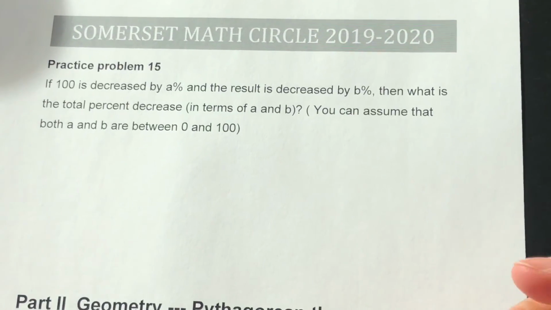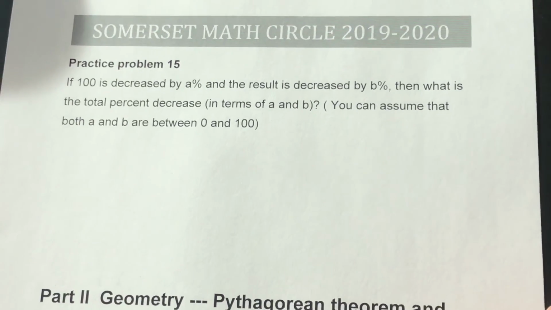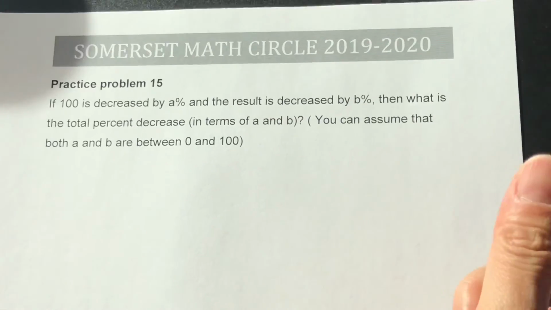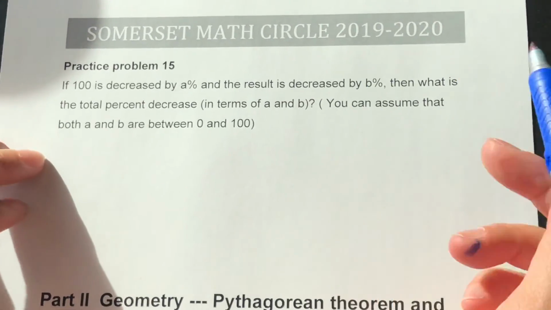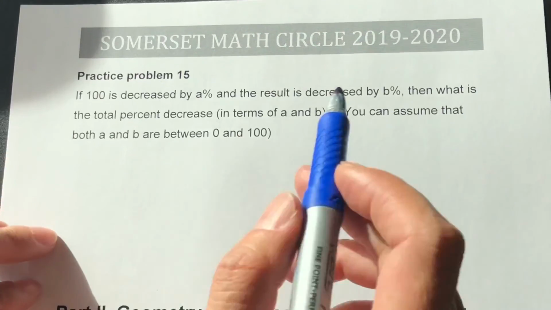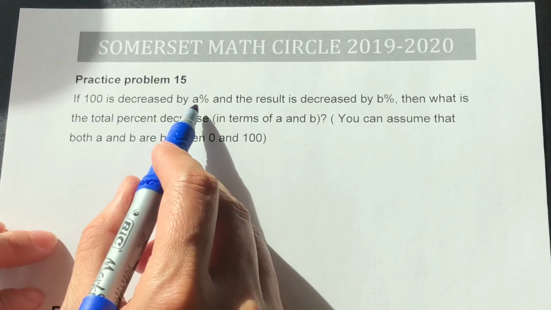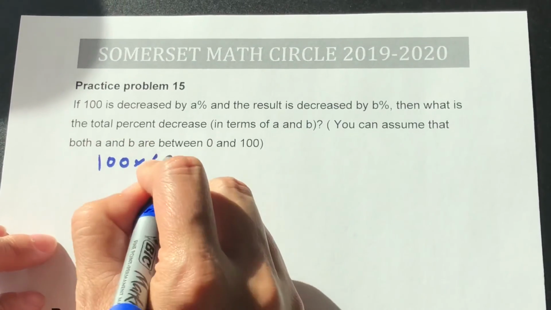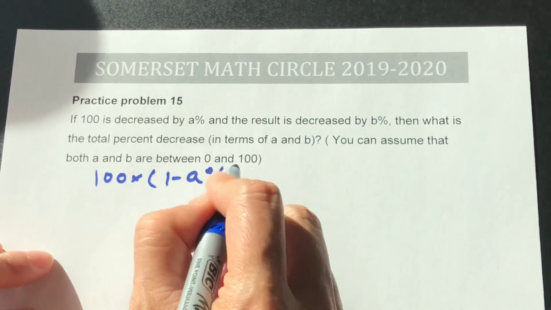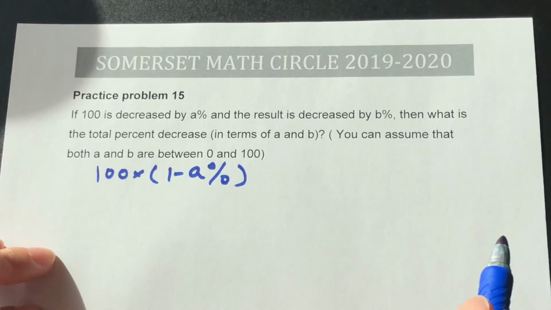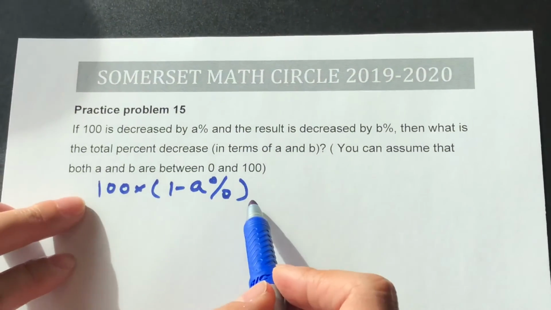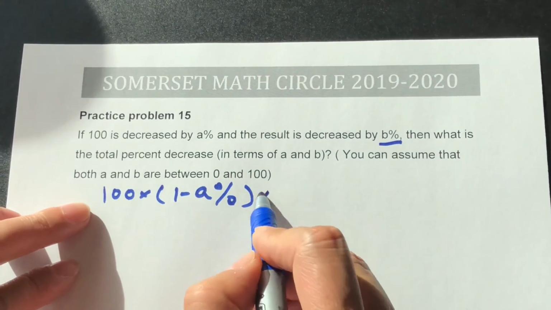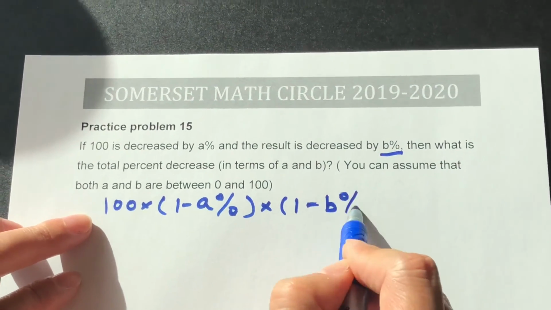Problem 15. If 100 is decreased by 8% and the result is decreased by B%, then what is the total percentage decrease in terms of A and B? Okay, so like we said, if this number is decreased by 8%, what's left over is 100 multiply 1 minus A. A is gone. What's left over is 1 minus 8%. This result is decreased yet again by B%. So what's left over similarly is 1 minus B%.